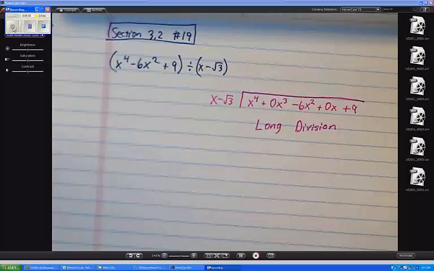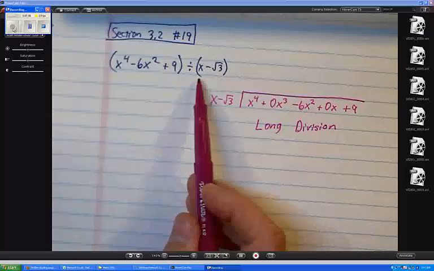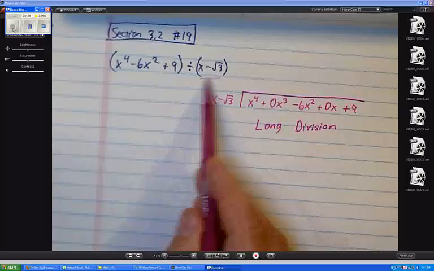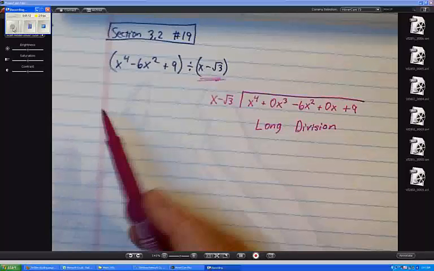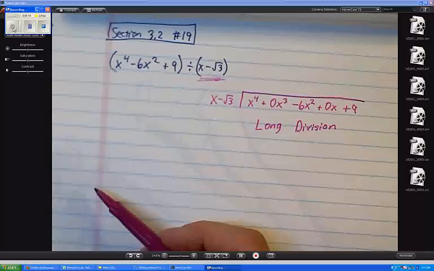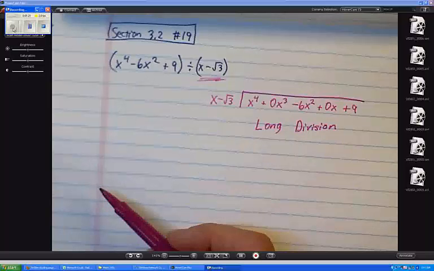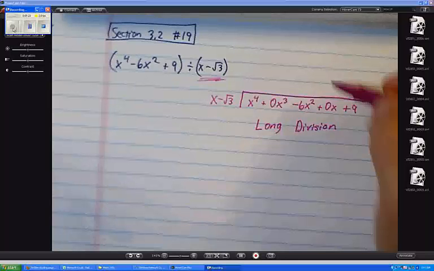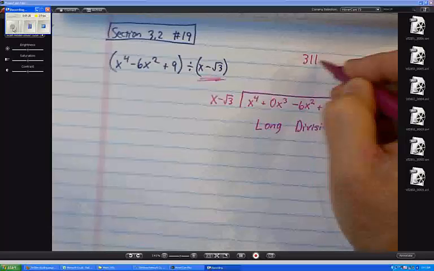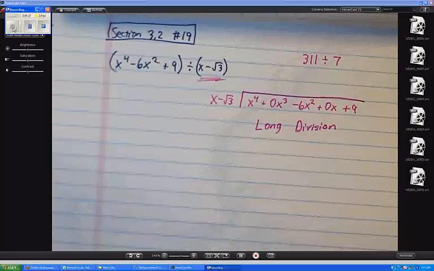And how would you know if this x minus the square root of 3 is actually a factor of that polynomial? I showed this last time once. It's only been one example. Here, how about this? What if I do 311 divided by 7? I don't know if 7 goes into 311, but if I did the long division, how would I know if it's a factor? The remainder would have to be what? Same thing here. If the remainder is 0, then it's a factor.